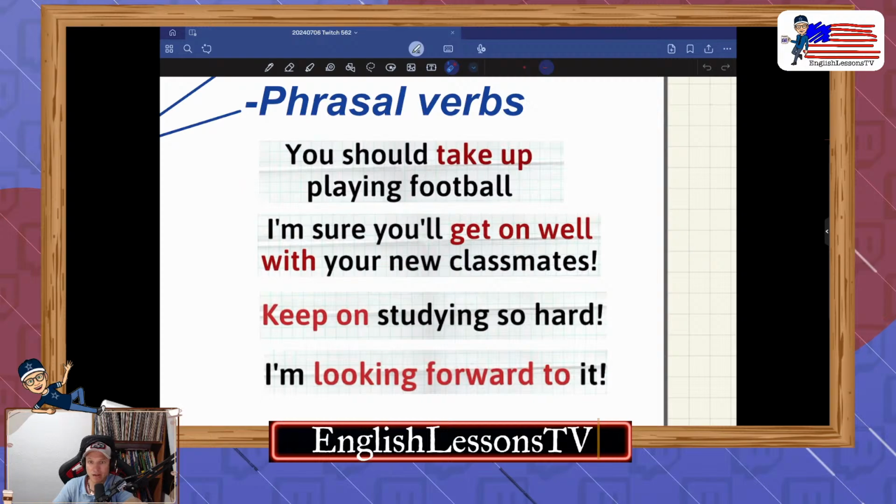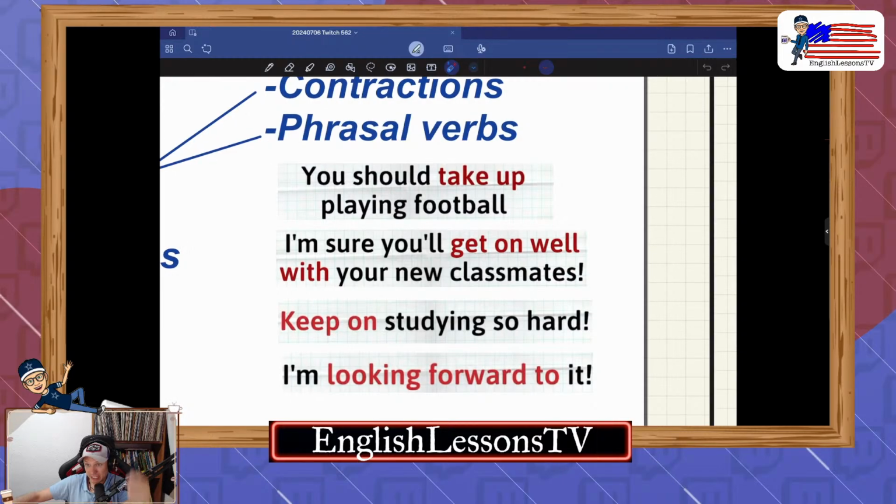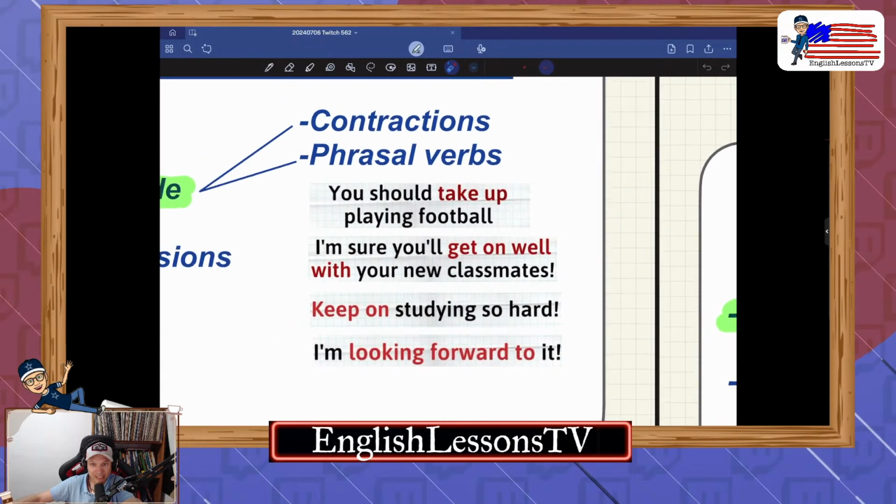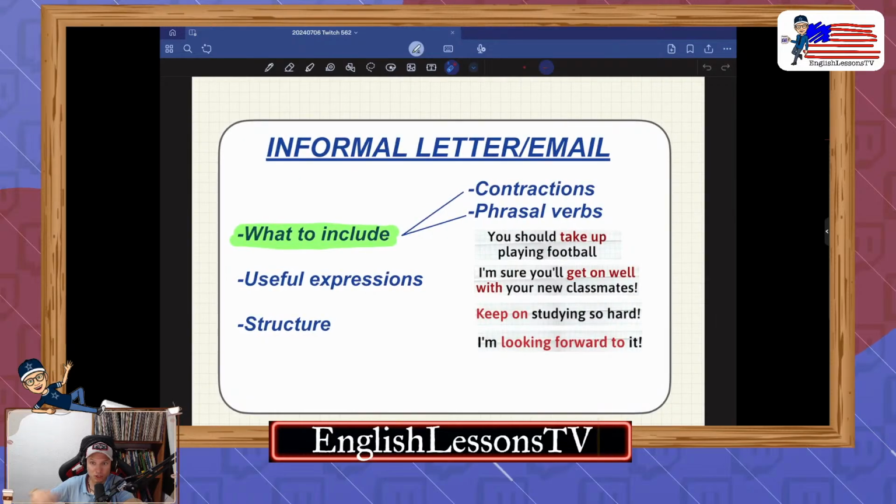And another one, I'm looking forward to it, which is a classic, is I really want that to happen. I really want that day to arrive. I'm looking forward to that concert. Okay. I'm looking forward to your arrival. Okay. It will be one example. Okay. So these are four. If you have a list of phrasal verbs that you really, really want to use, revise them until you remember them for your email.